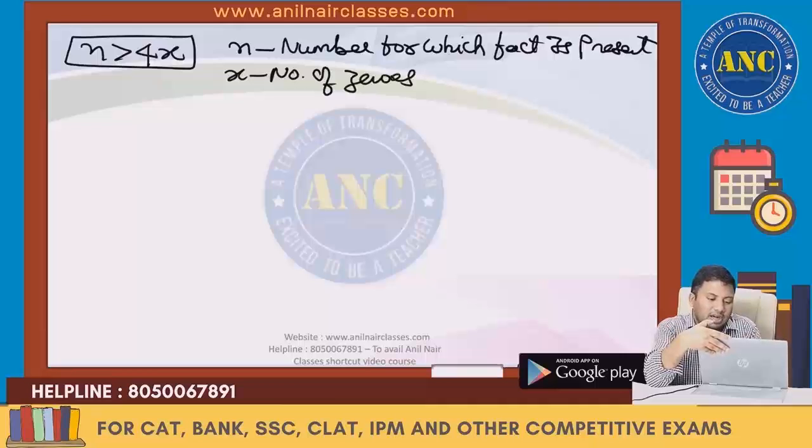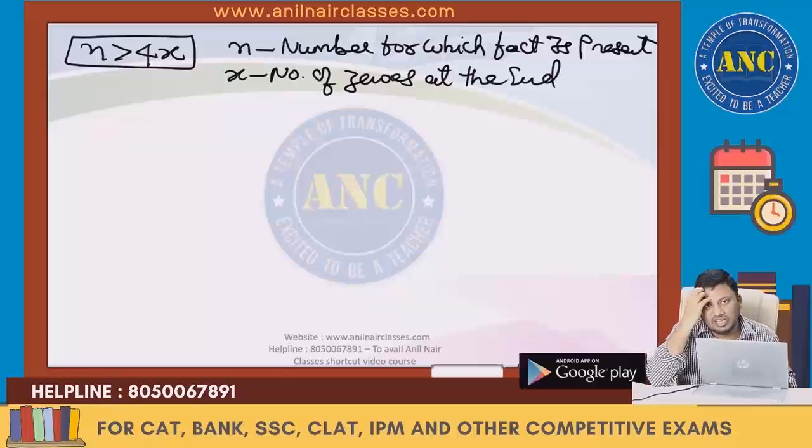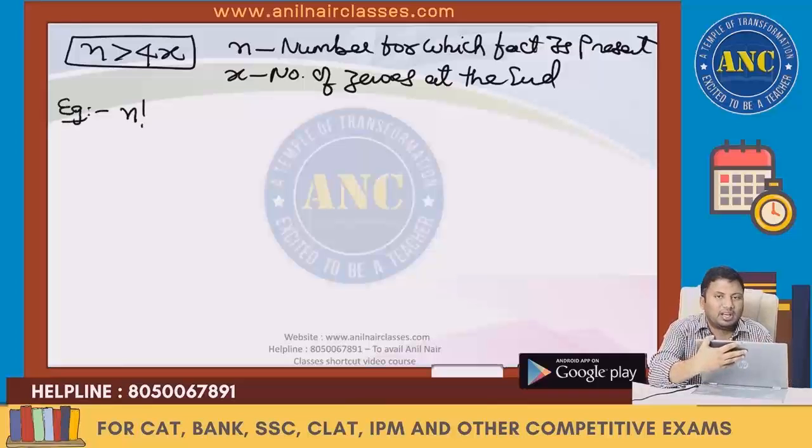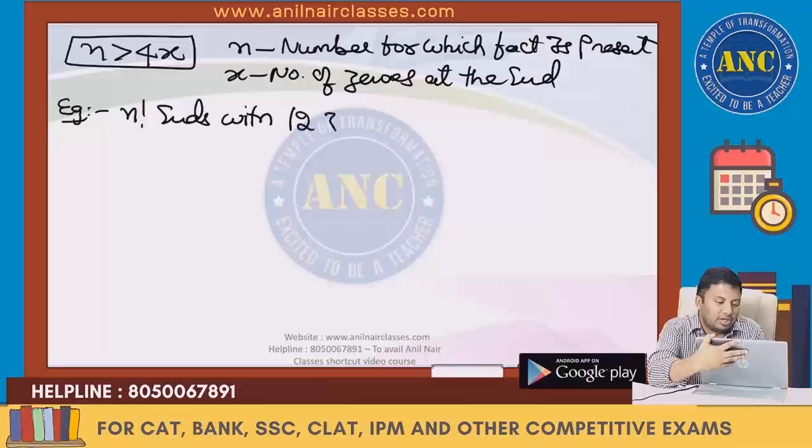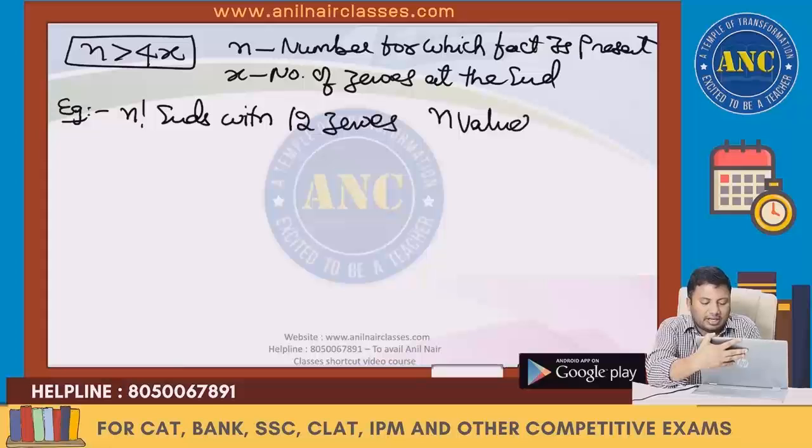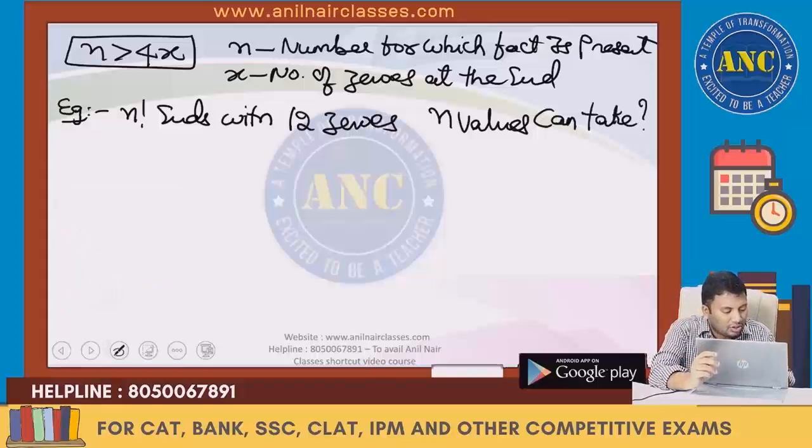X is the number of zeros at the end. Example: n factorial ends with 12 zeros. How many values n can take?